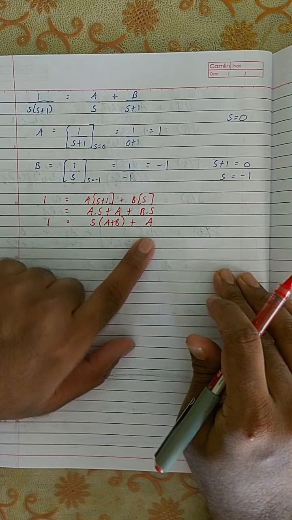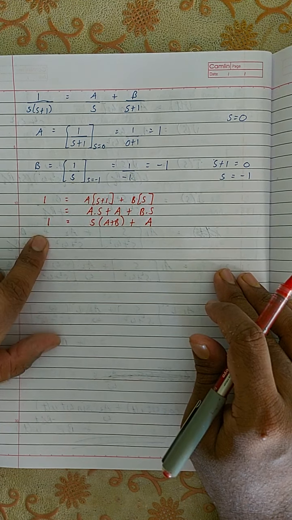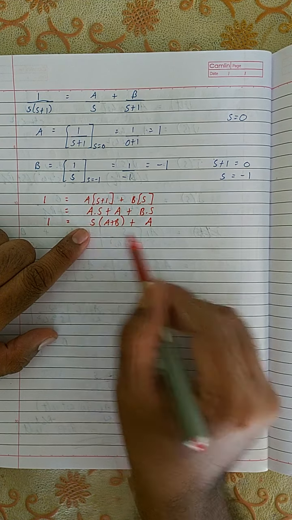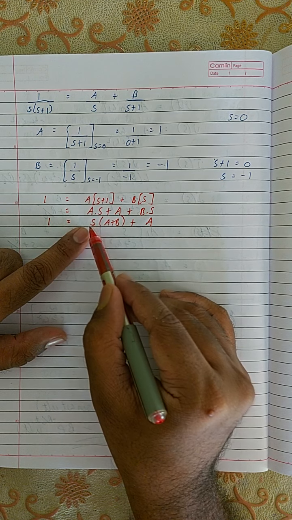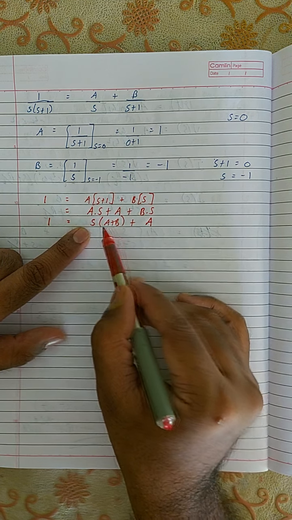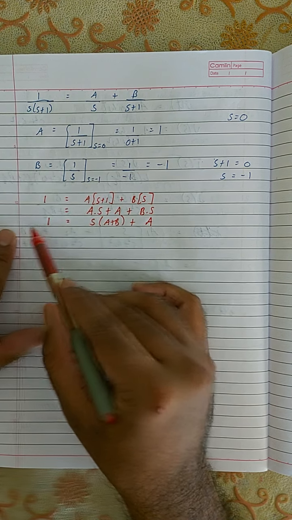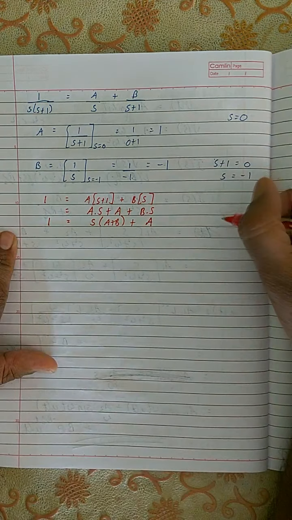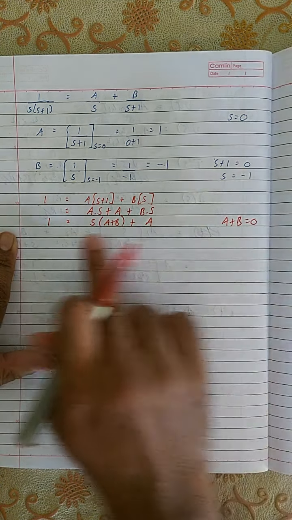So in that case, what you do is you simply compare the coefficients of s. So what is the coefficient of s? Here for s raised to 1, the coefficient is a plus b. And what is the coefficient of s over here? There is no s over here, which means the coefficient of s over here is 0, which means a plus b is equal to 0.